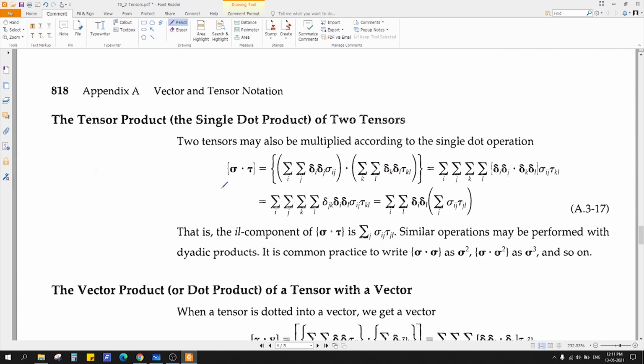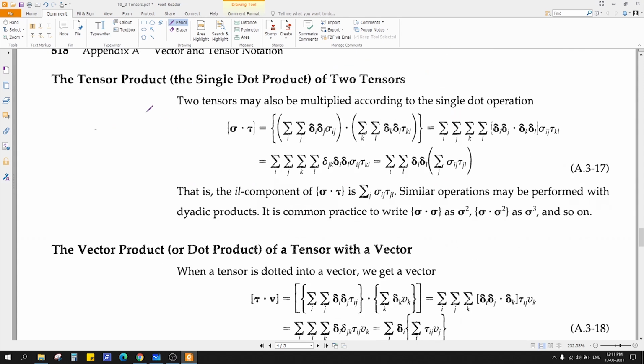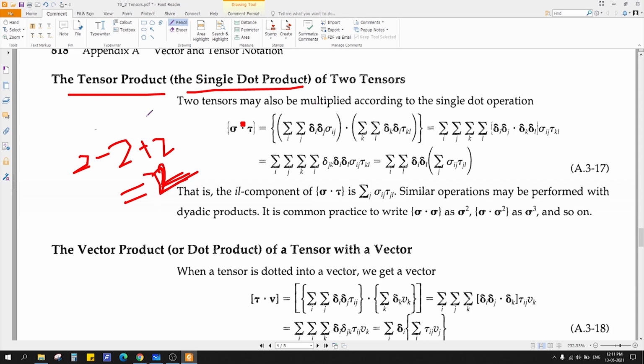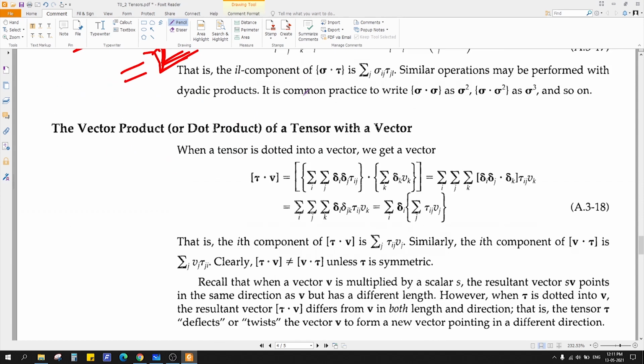Sorry. And suppose you want to do a single dot product, not a scalar product, it is a tensor product or single dot product here. So what will you get? You have order 2, minus 2 for the single dot product, and again plus 2, so you will get a tensor again, right? The order is 2. So if you do a single dot product of two tensors, you will get a tensor itself as a product. So it is called tensor product or single dot product.